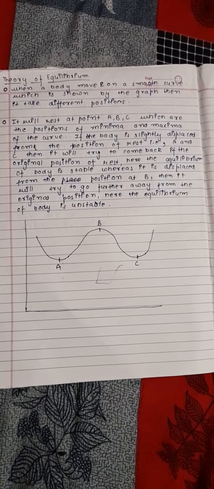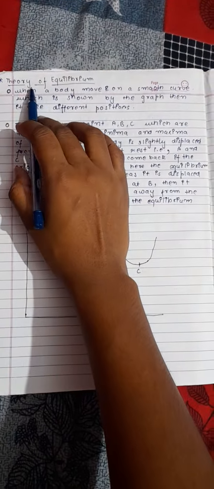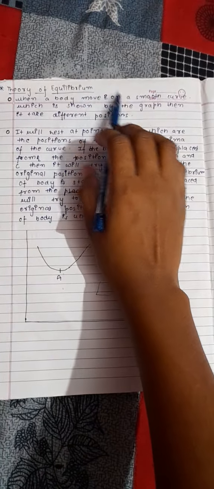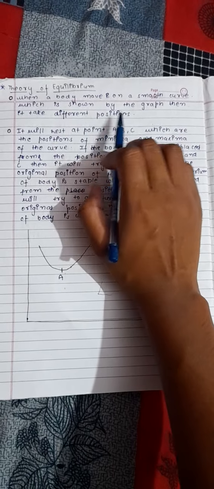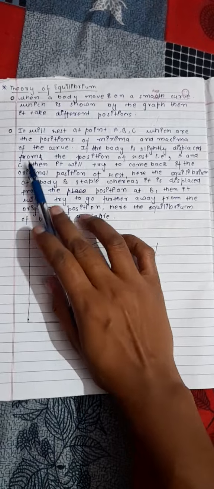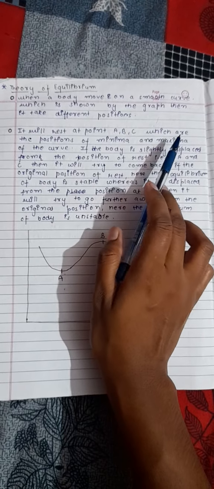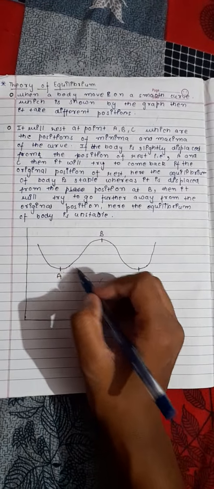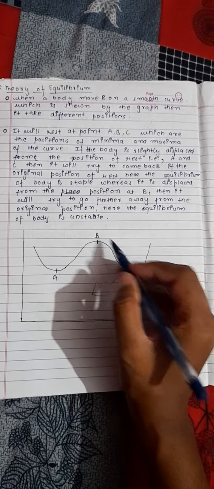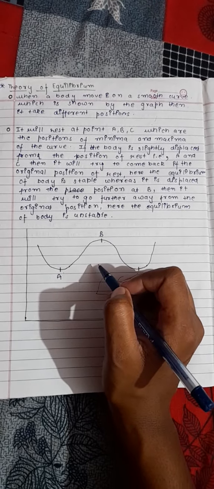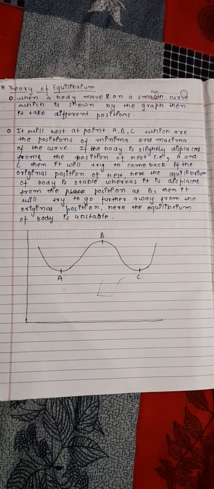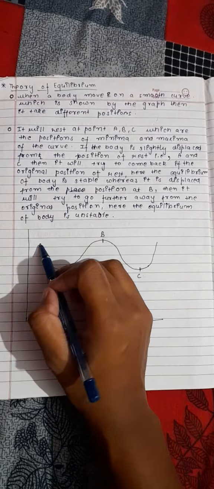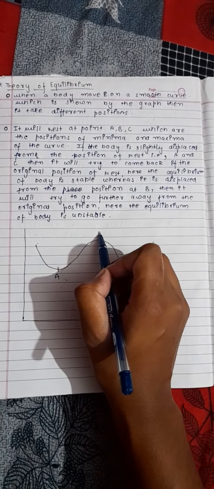Today I am going to explain the theory of equilibrium. When a body moves on a smooth curve, which is shown by the graph, it takes different positions. It will rest at points A, B, and C, as you can see in this figure. These are the positions where the body will rest, which are the positions of minima and maxima.